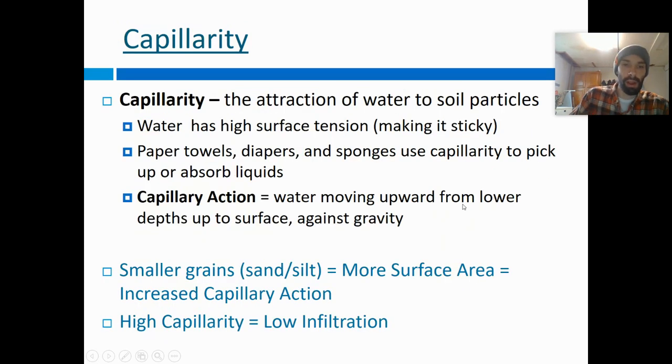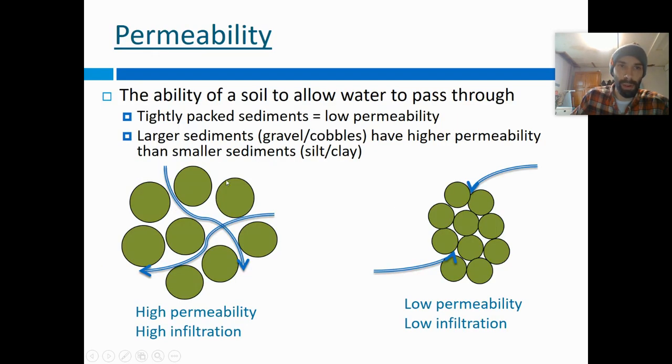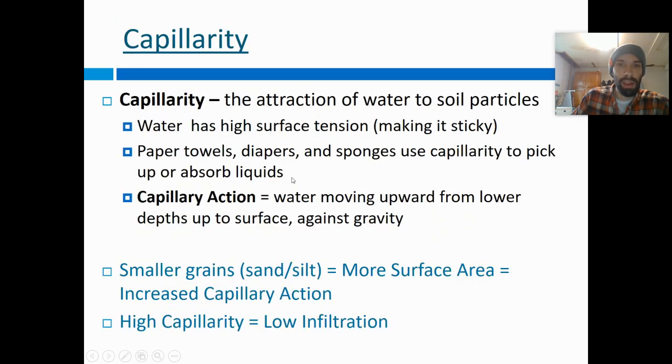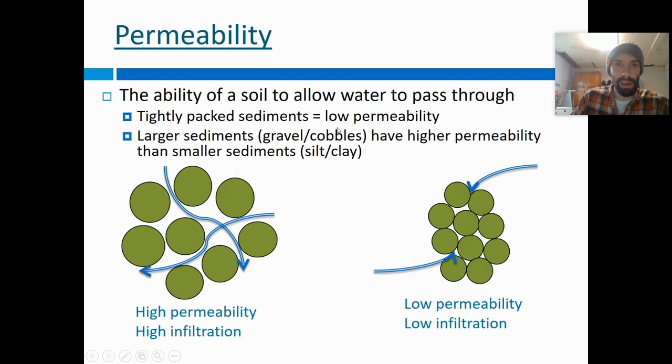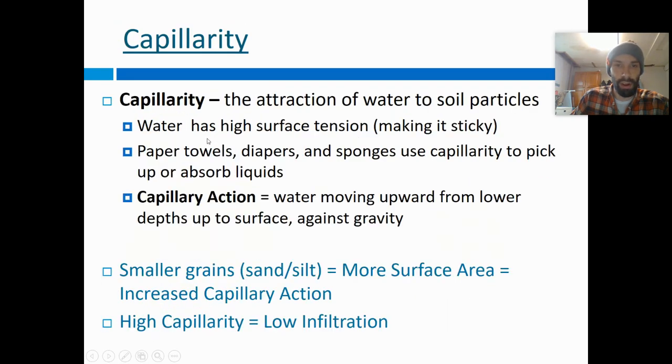Okay, capillarity. This is something I will also demonstrate. Capillarity is like the opposite of permeability. So permeability is going through and down because of gravity. Capillarity is actually the opposite way. Water moves up against gravity, up back towards the surface. And whatever is true for permeability is not true for capillarity. They're always opposites of each other.